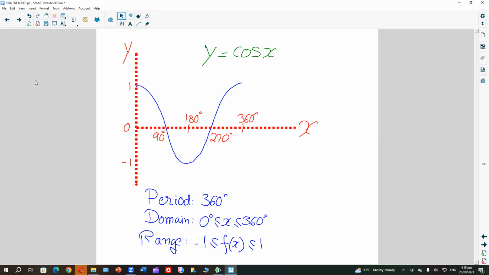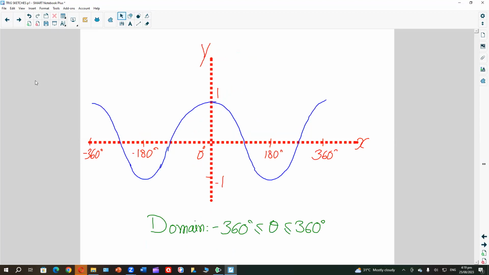Period is 360. Domain is 0 till 360. Now, look at this graph. It has been extended backward, and now the domain has been doubled. You have to copy this screen, and I'm just coming. Copy this screen. I'm just coming in a minute.